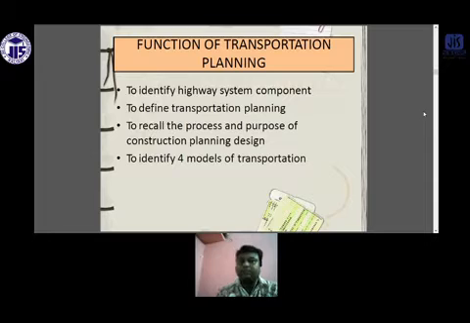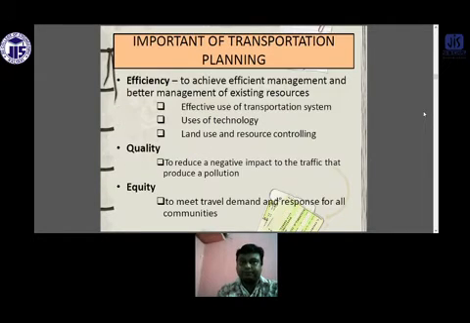The basic function is to identify the highway system components, meaning the various components of the highway. Until and unless we make a connection, a chain, between each and every component of the highway system, the planning cannot be as proper as we want. Then, to define transportation planning, to recall the process and purpose of the planning design, and to identify the models.